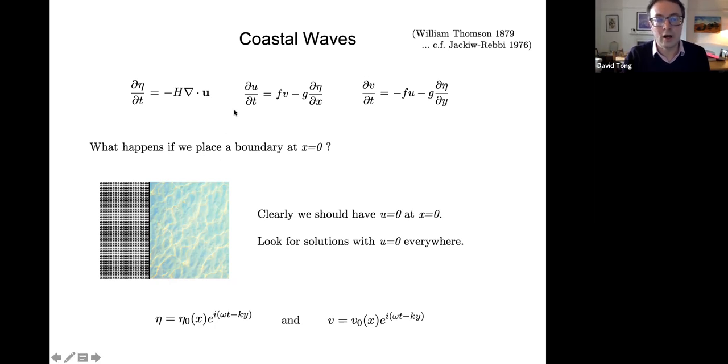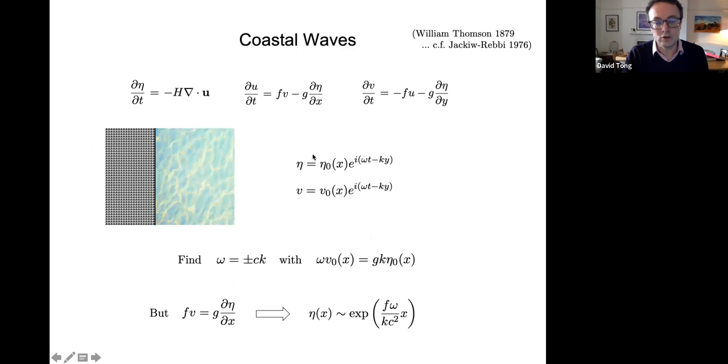If you plug it into the equations at the top, so here are the equations, here's the ansatz. If you plug it into the leftmost and rightmost equation, you find the following, that the frequency and the momentum, it's not quite the momentum, but you know what I mean, are linearly related with a plus or minus sign. And the profiles of the height and the velocity are related in the following way. If I now plug this into the middle equation, where u is 0, so the left-hand side vanishes, then it tells you that the height and the velocity have an exponential profile in the x direction, given by the following.